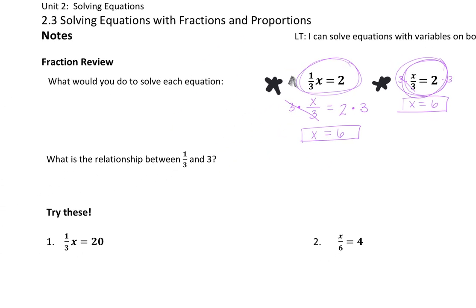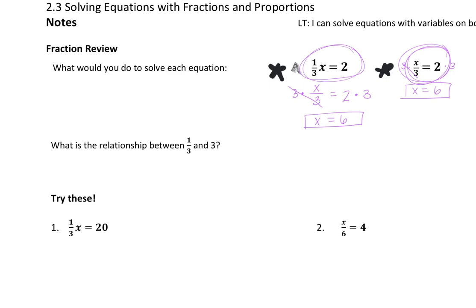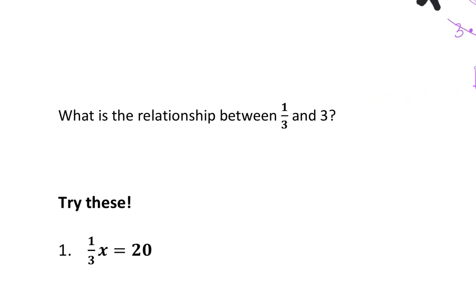So our goal today is to have those fractions in our equation and solve for x, doing similar steps, okay, whenever we need to. The next question is, what is the relationship between 1 over 3 and 3? Well, 1 over 3 and 3, the relationship is called reciprocals. They're opposites. So I'm going to write, oops, let me erase that. Reciprocals.